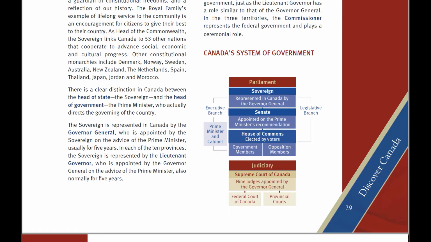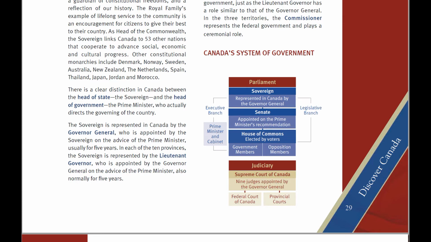The 3 branches of government are the executive branch, the legislative branch, and the judicial branch. The executive branch consists of the Prime Minister and the Cabinet. The legislative branch consists of the Parliament. The judicial branch consists of the different levels of courts in Canada.